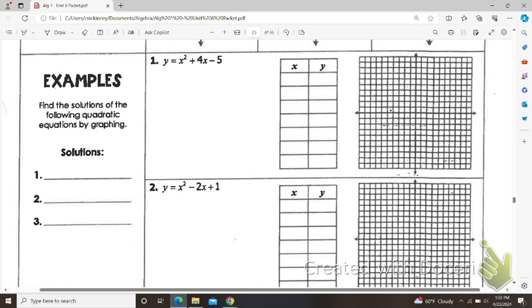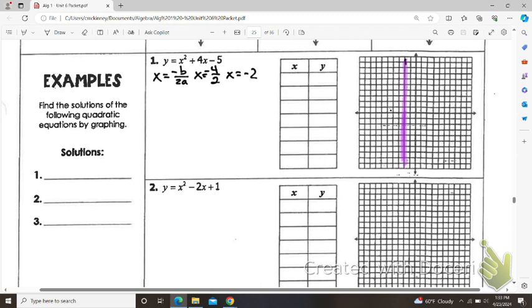So in this first one, if I was going to graph this parabola, the first thing I would do, since it's in standard form, is find my axis of symmetry. And so this would be x is -4 over 2. So x then is -2 is my axis of symmetry. So then x is -2. I'll just do this. That's my axis of symmetry. There we go.